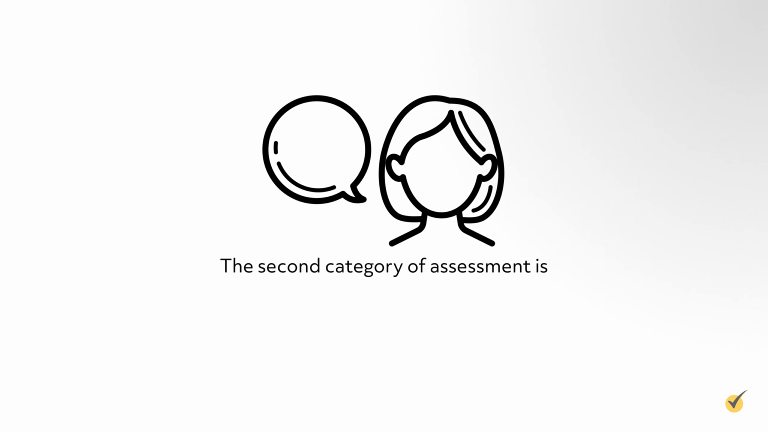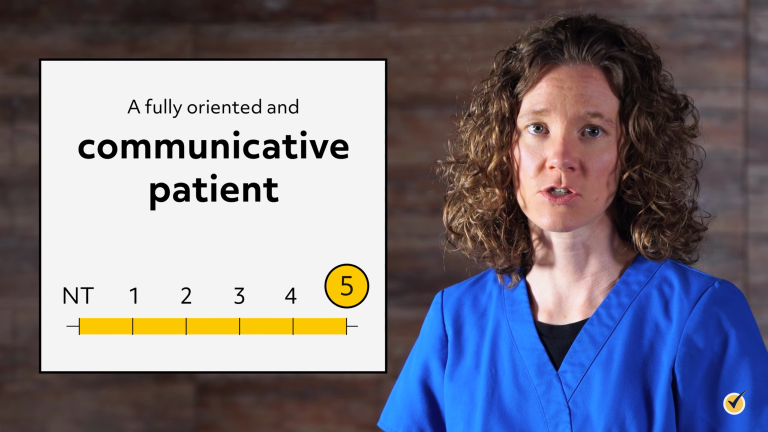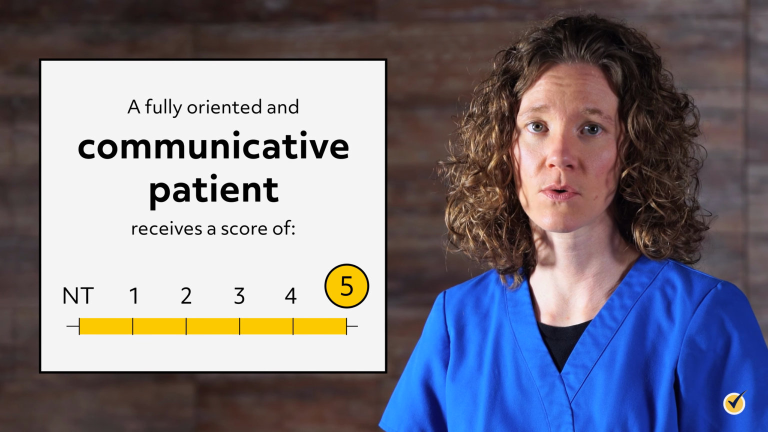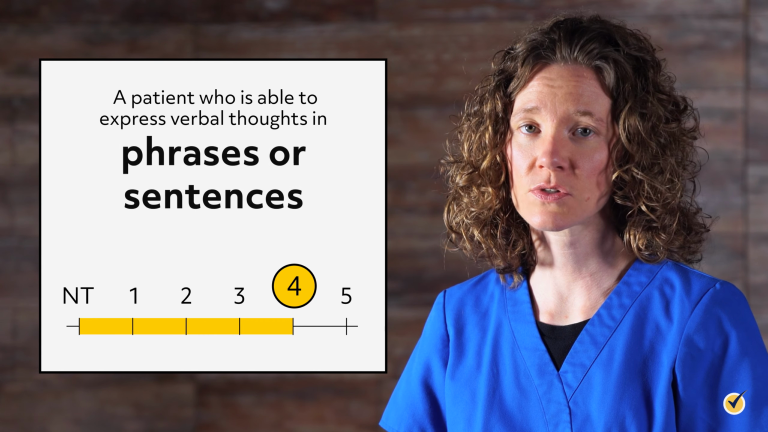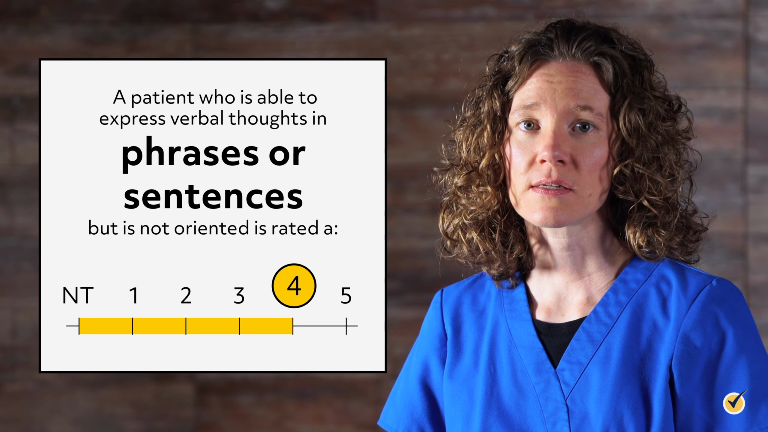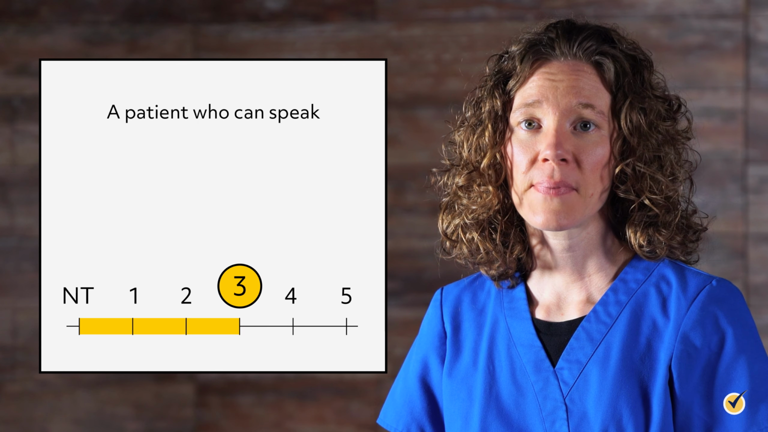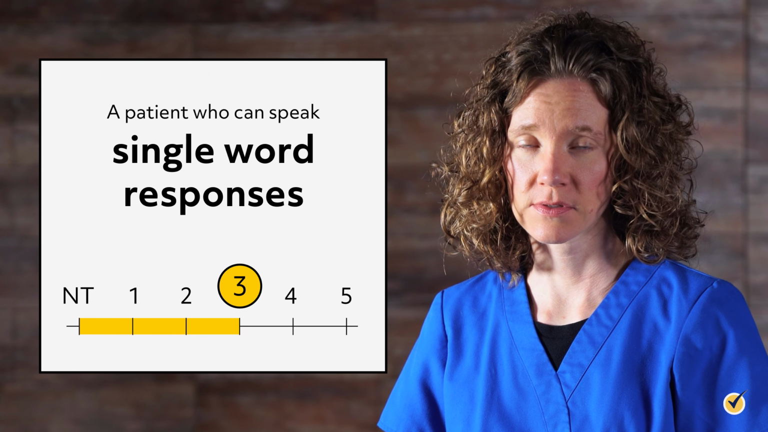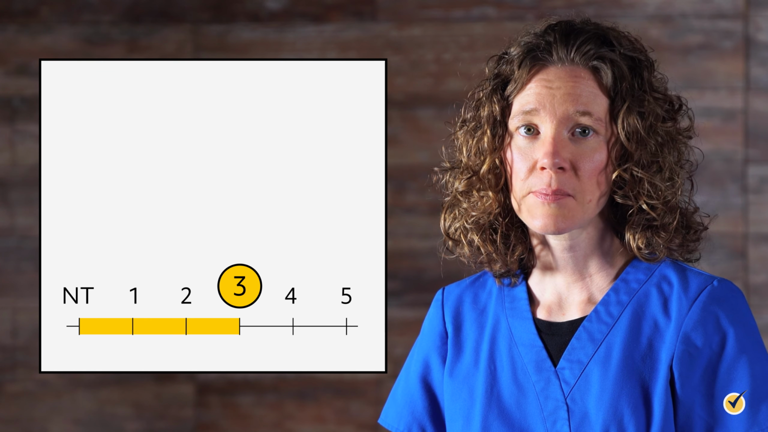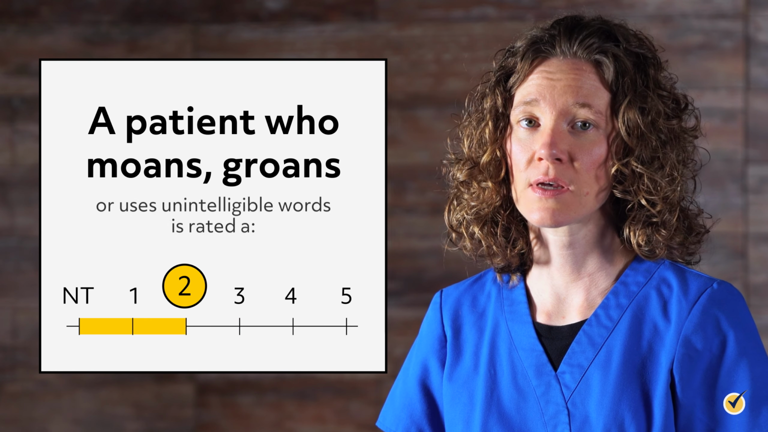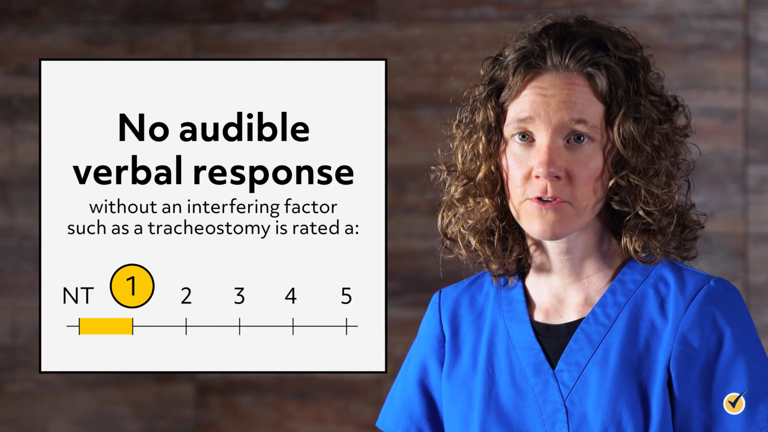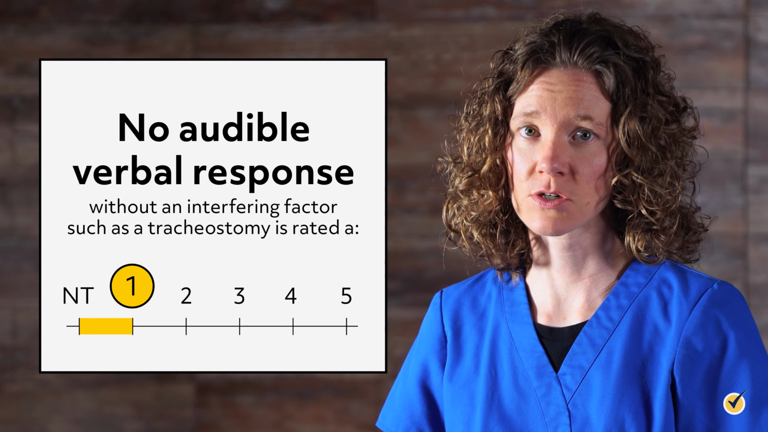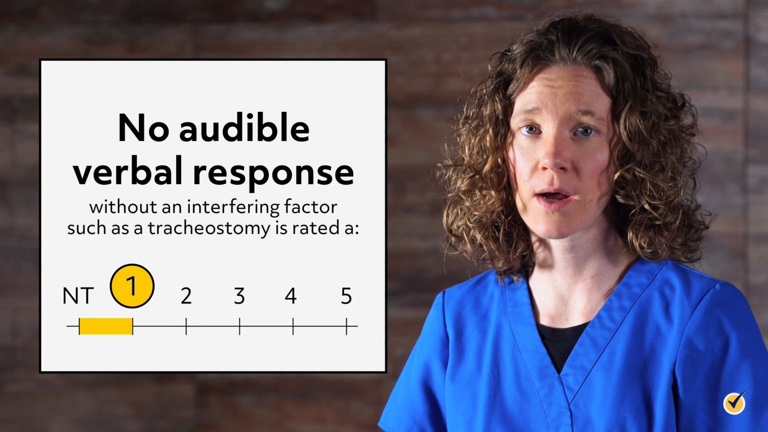The second category of assessment is verbal response. A fully oriented and communicative patient receives a score of 5 in this category. A patient who is able to express verbal thoughts in phrases or sentences but is not oriented is rated a 4. A patient who can speak single-word responses is rated a 3, and a patient who moans, groans, or uses unintelligible words is rated a 2. No audible verbal response without an interfering factor such as a tracheostomy is rated a 1.